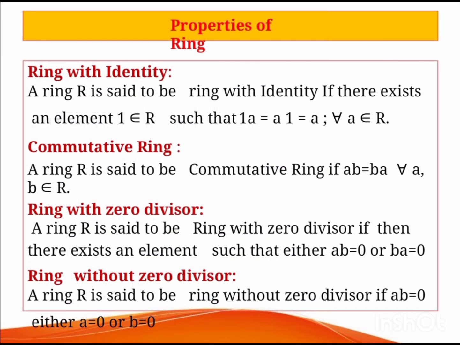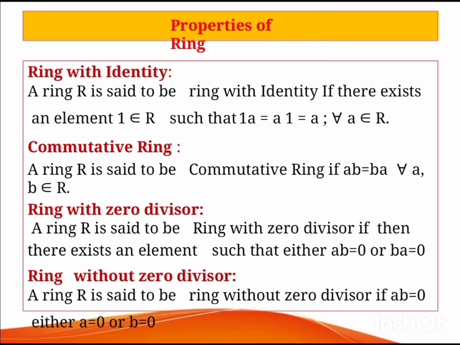Next, coming to the properties of ring. Ring with identity: a ring R is said to be a ring with identity, or ring with unit element, if there exists an element 1 belonging to R such that 1·A = A·1 = A for all A belonging to R.